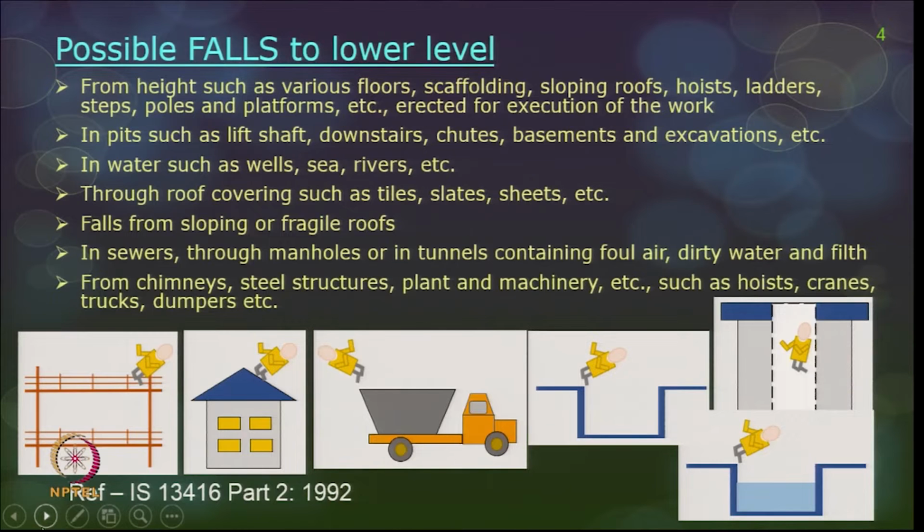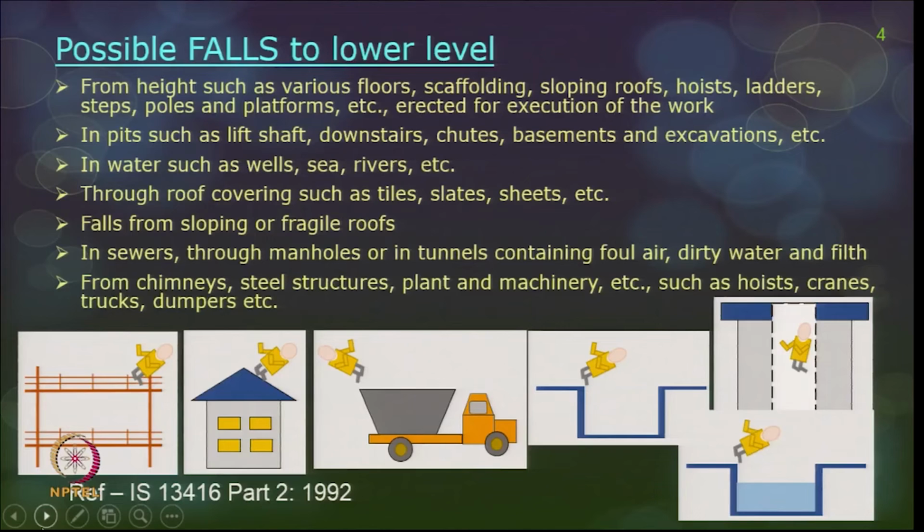Okay. So, what are the possible falls to predominantly a lower level, not on the same level? Now, we are really talking about the falls. There is an IS code which has given a very big list of possible falls to a specific height or a lower level. So, from height such as various floors or scaffolds, sloping roofs, hoists, ladders or poles, platforms, etc., which are all erected for execution of the work.